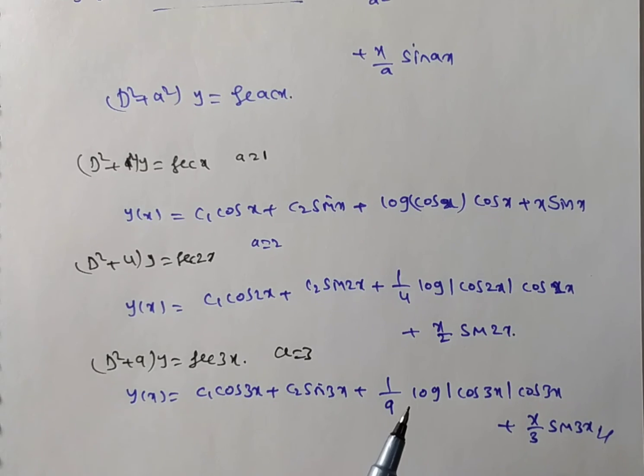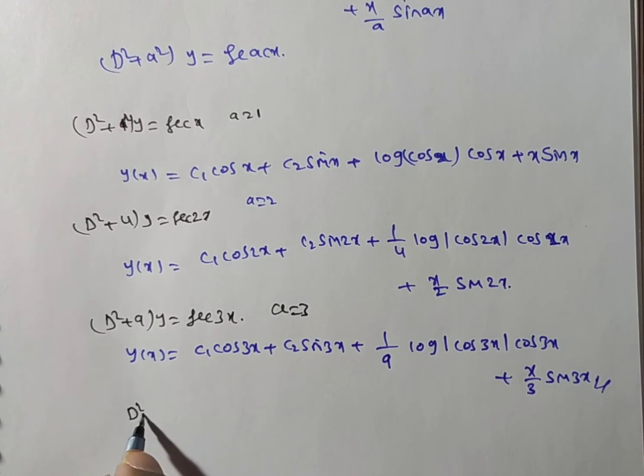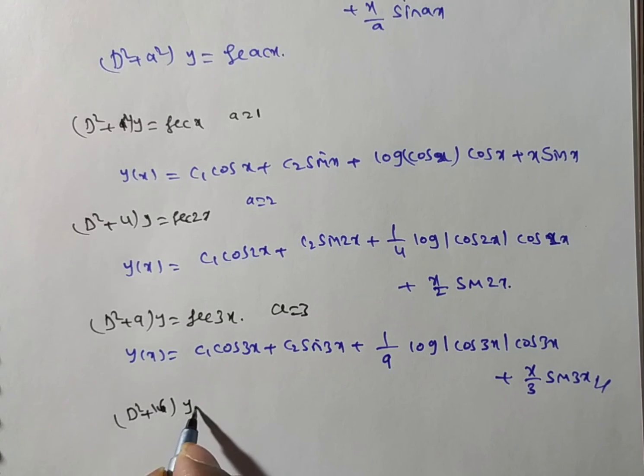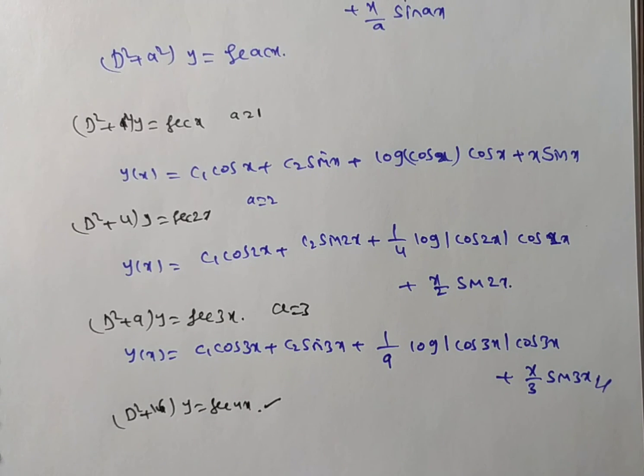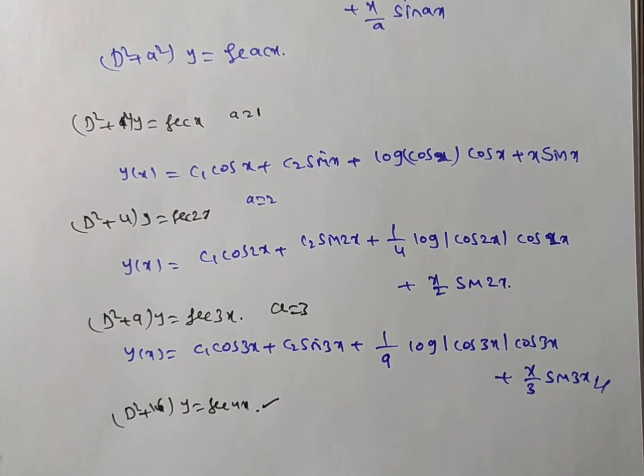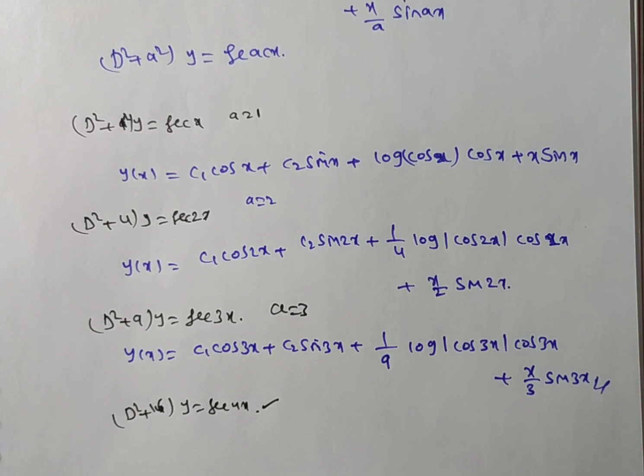Suppose if you replace a is equal to 4, then what will you have? d square plus 4 square, which means 16, into y is equal to secant 4x. You can do this one or not? So this is the method to solve this kind of problem. Is it clear for everyone? In the variation of parameters, right? In the next video we will discuss just replacing secant ax by cosecant ax, sin ax, tan ax, cos ax. All these we can do. Okay. In the next video I will solve those problems.